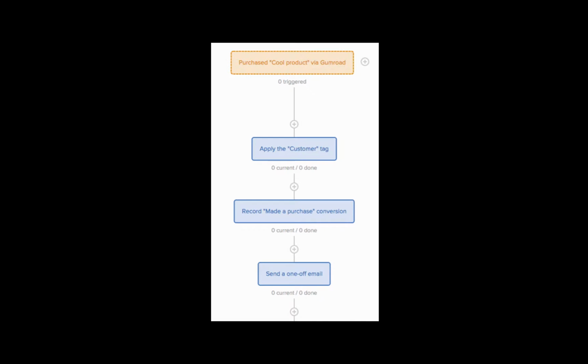Sometimes this is called a tripwire product. It's something like an ebook or a lower value product that you offer that is getting people to opt into your list, and then once that purchase is made, you nurture that subscriber until you upsell them to your higher value item. So you can see here the trigger is that they're purchasing a product via Gumroad.